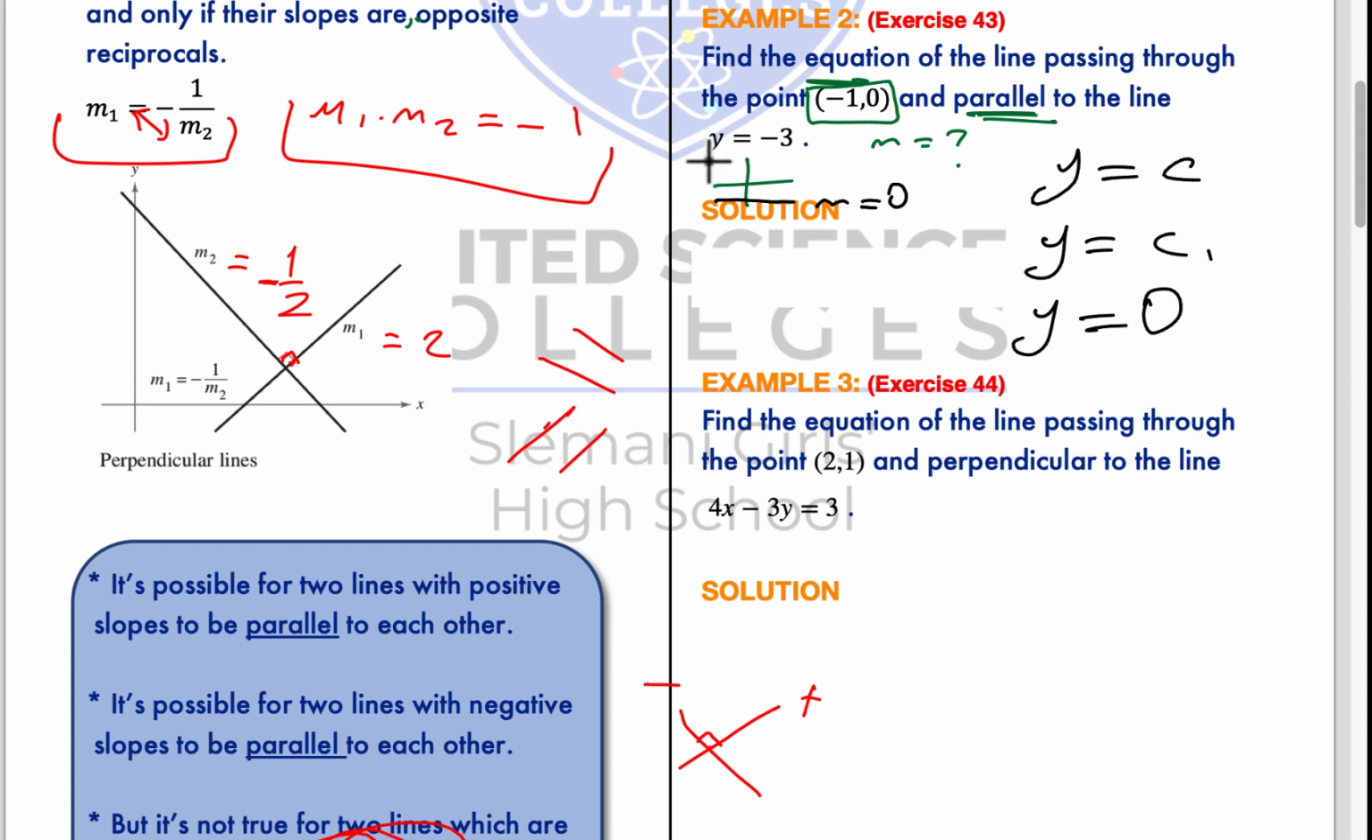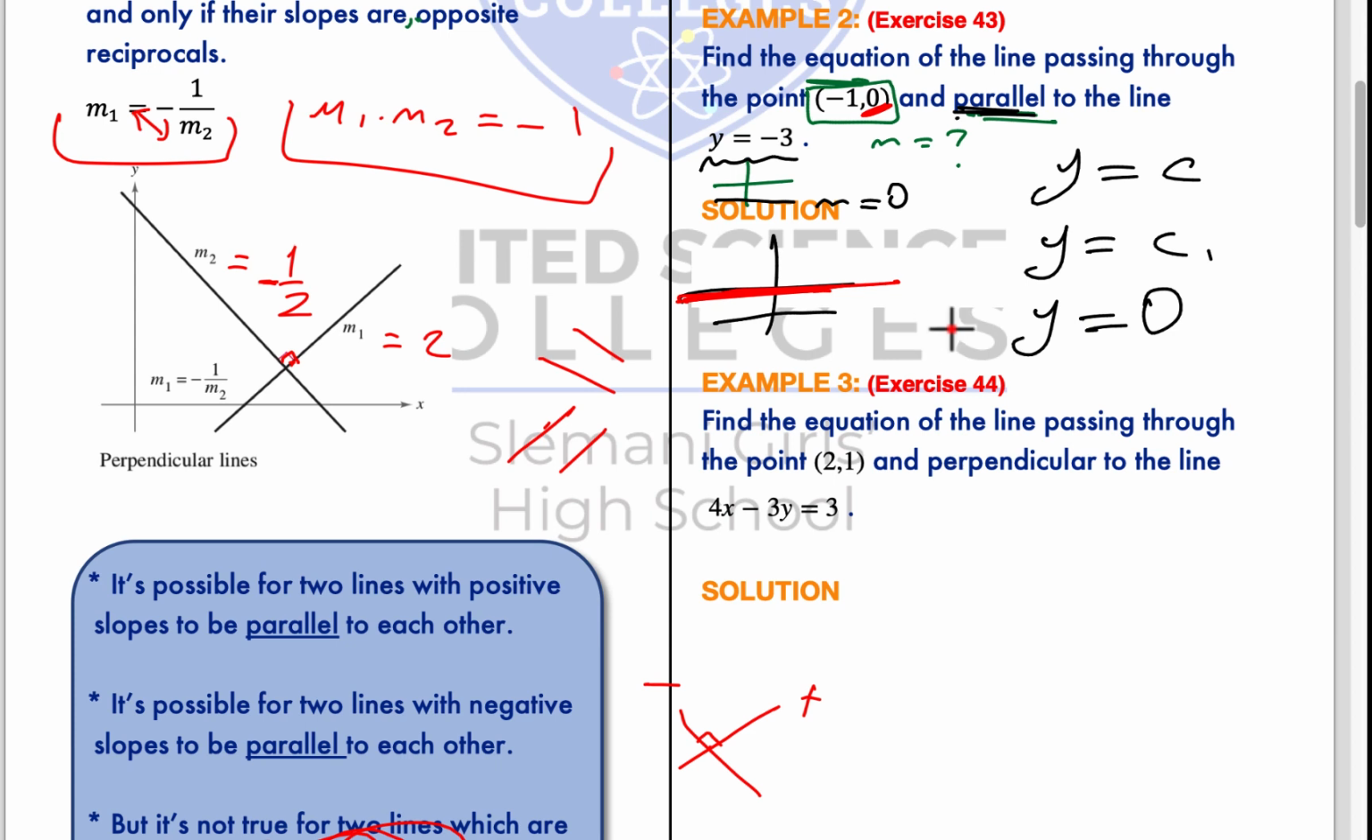So our equation is y equals something. If my missing equation is parallel to y equals -3, which is y equals something, then if two lines are parallel, the other line will also be y equals something. We just need to know what the something is. That something will be given in the question as 0.